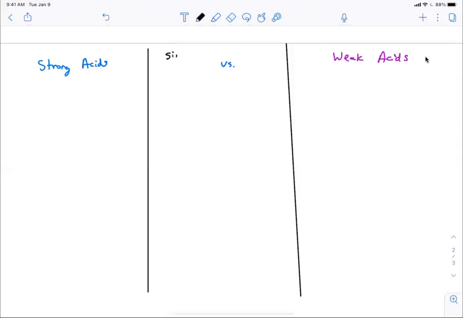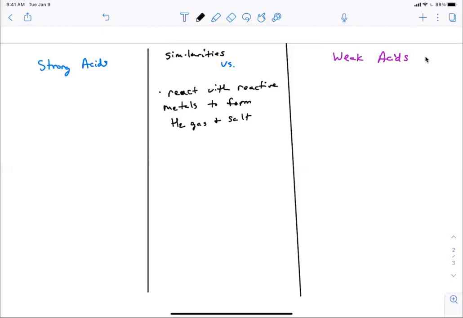So similarities. One, they react with reactive metals to form H2 gas and a salt. Okay, so whether you're a strong acid or a weak acid, you react with similar things.